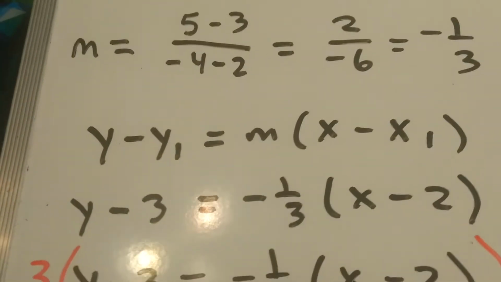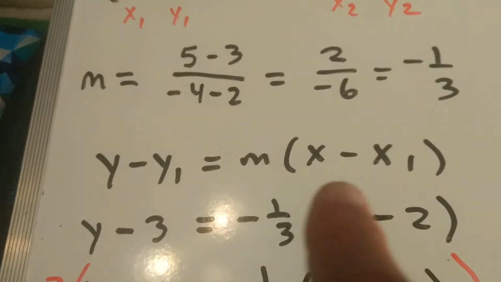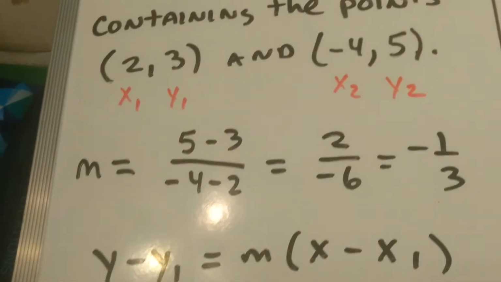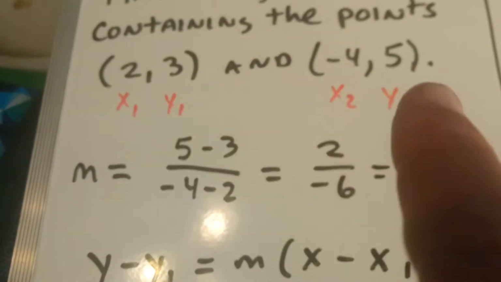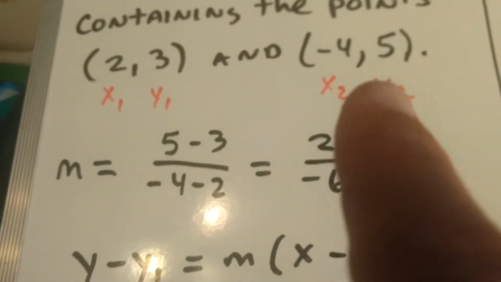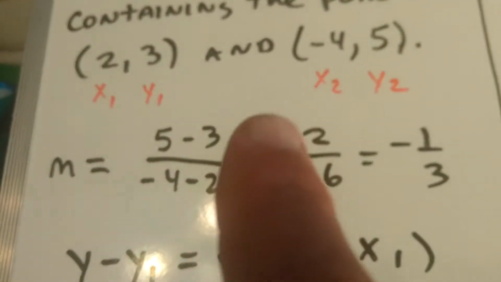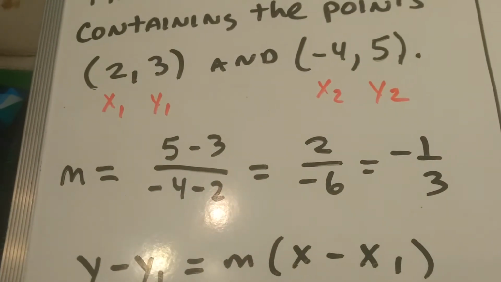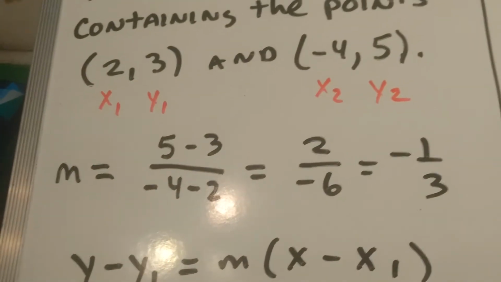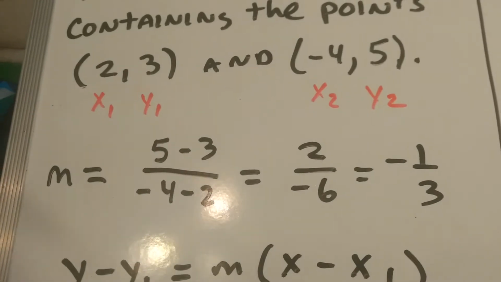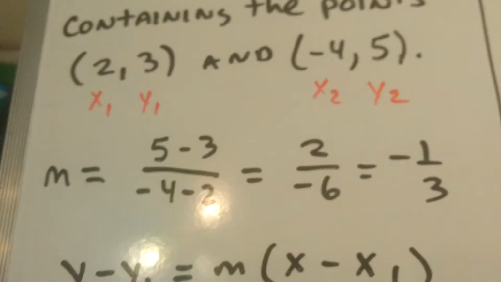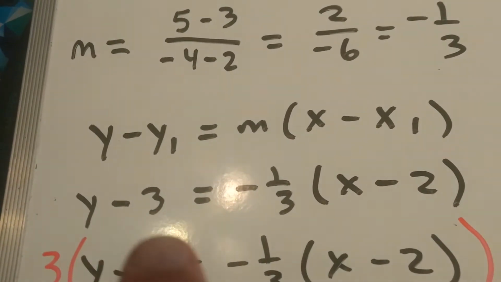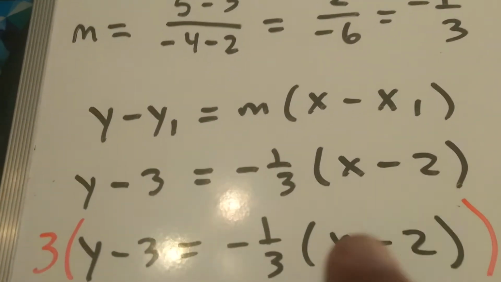Now I can use my point slope formula, which is right here. My slope will go here in place of m. And make sure you understand that you can use either point. You don't have to use this point. You don't have to use this point. You can use either one. I'm going to use, and preferably what you want to do is use the points with the smaller numbers, and if they don't have negatives. So I'm going to use 2, 3. So I come down here, I put negative 1/3 in for m, 3 in for y, 2 in for x.